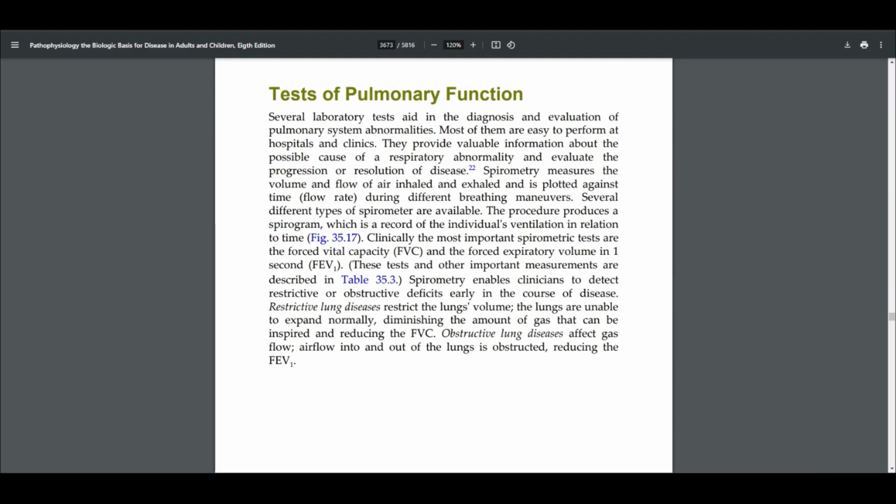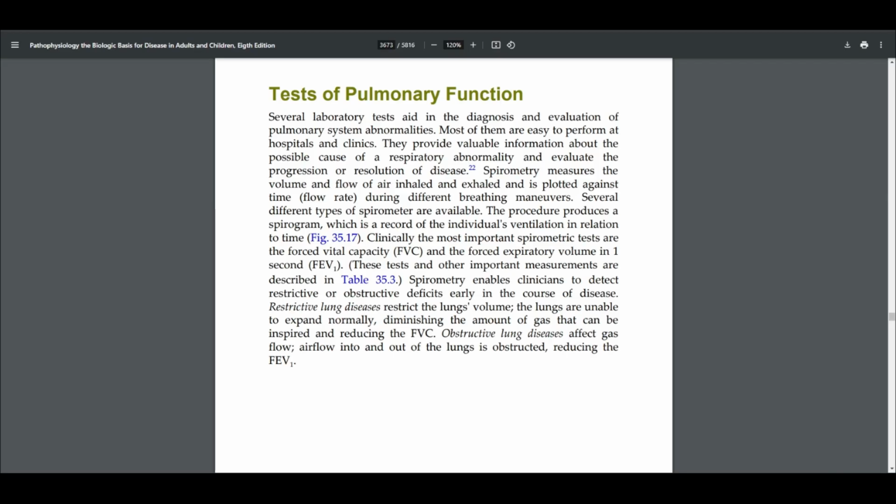That leads us to our pulmonary function test. Several lab tests aid in the diagnosis and evaluation of pulmonary system abnormalities. Most of them are easy to perform in the hospitals and clinics. They provide valuable information about the possible cause of the respiratory abnormality and evaluate the progression or resolution of disease.